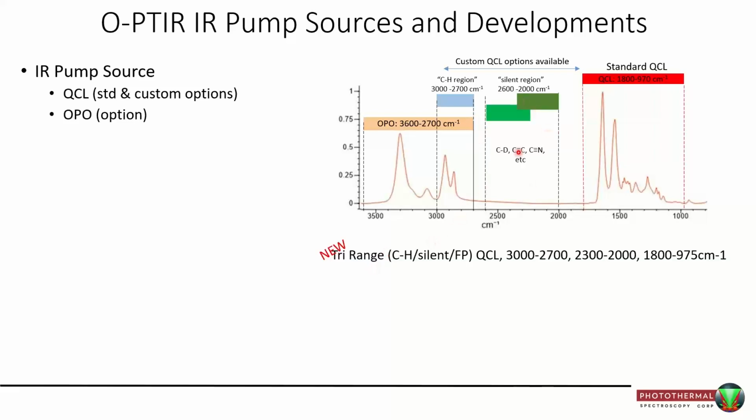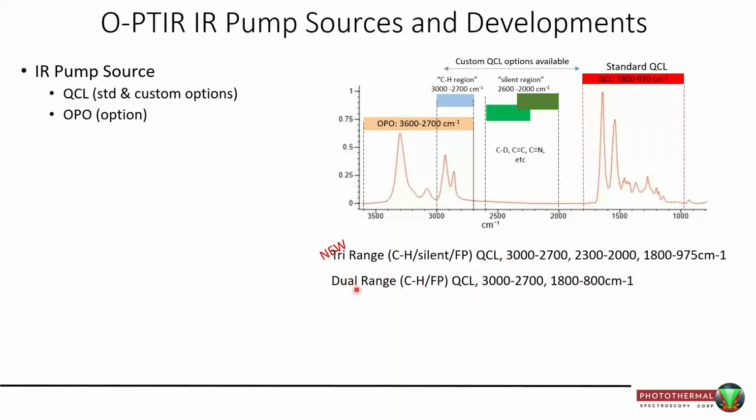But there are also these new tri-range QCLs that also cover this so-called silent region, where not much absorbs, but there are a few quite characteristic bands. So if you're likely to encounter things like nitriles, alkynes, and maybe some deuterated components and thiocyanates and other things with triple bonds, then that might be a really interesting option for you to consider.